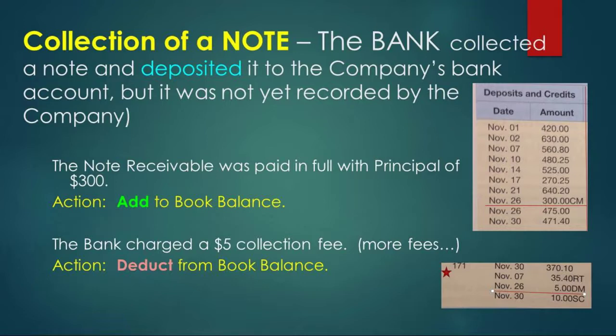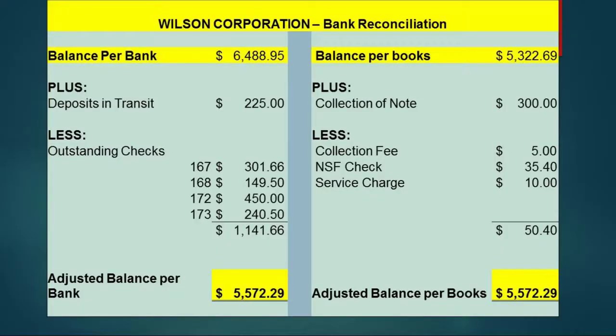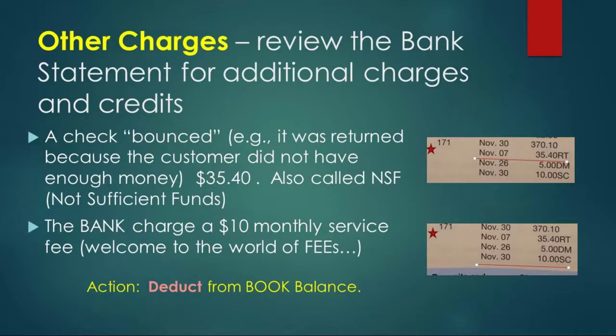Now in my earlier example, I said there could also be interest on a note receivable. In this case, there was no interest earned. It was just a collection fee that we owe the bank. So there are 2 other charges that are listed under the check column in the bank statement. This $35.40 is a returned transaction, also called an NSF check, not sufficient funds. The bank charged a $10 monthly service charge fee. Now banks often charge service charges for the privilege of doing banking there. Both of these will be deducted from the book balance.